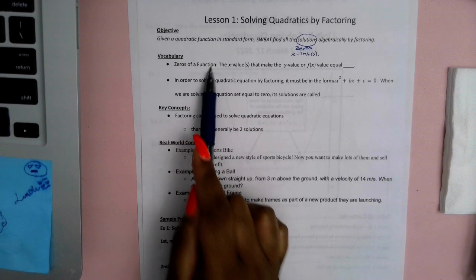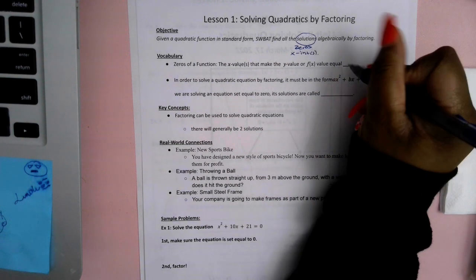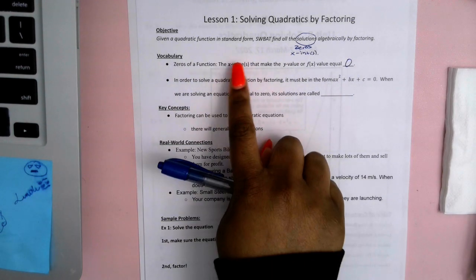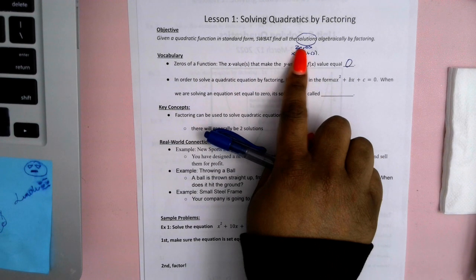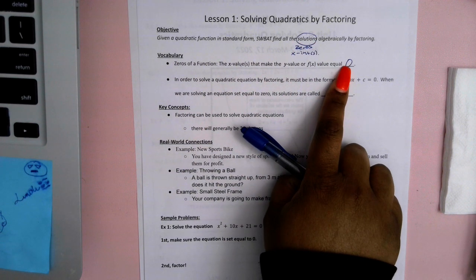So our vocabulary: zeros of a function, the x values that make the y value or f of x value equal to 0. When you are looking for your x values or x-intercepts or zeros or solutions, your y value has to equal 0.